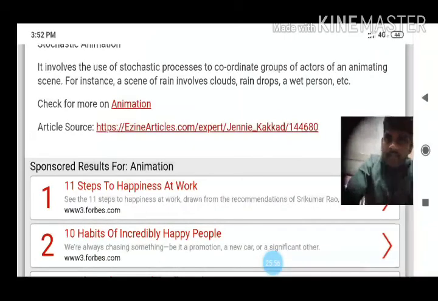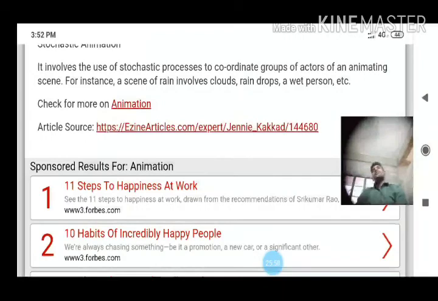It is the use of the stochastic process to coordinate a group of actors of an animating scene. For instance, a scene of rain involves clouds, raindrops, a wet person. Multiple characters, a group of characters, are involved in one scene. The scene is a rainy scene. What type of scene is it? A rainy scene.